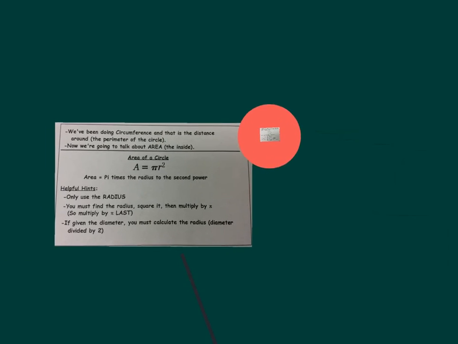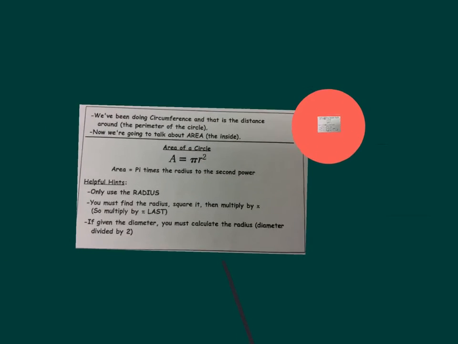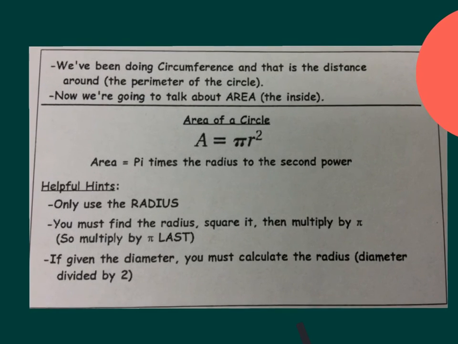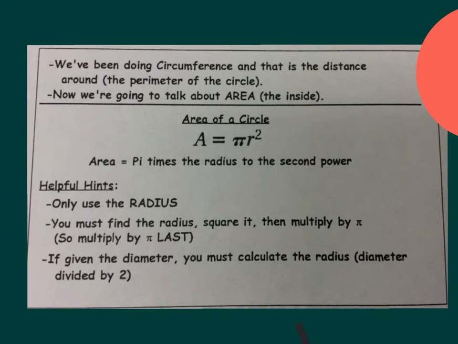So moving over to area, one thing we want to know is a relationship that we can see. We've been doing circumference, which is the distance around the perimeter of the circle. Now we're going to talk about the inside of the circle. The only formula we need to know, and again this will be given to you, is area is equal to pi times the radius squared, or pi times the radius to the second power. You might sometimes see this as pi times r times r.